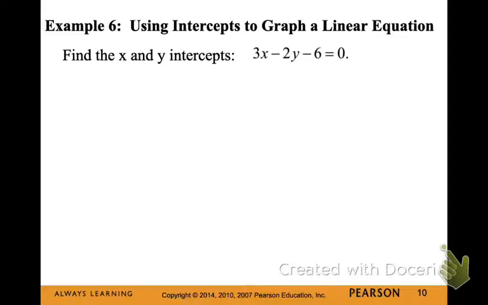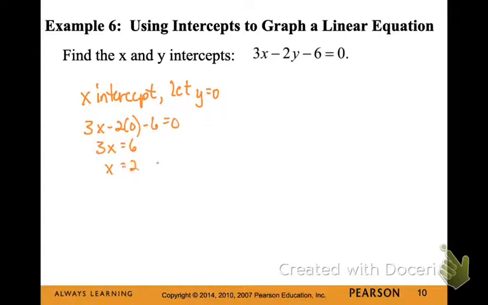So in example 6, let's use intercepts to graph a linear equation. First, let's find the x and y intercepts. So we're going to do that same process again. To find the x-intercept, we will let y equal 0. So you're going to plug in 0 for y. So 3x equals 6, so our x-intercept is 2.